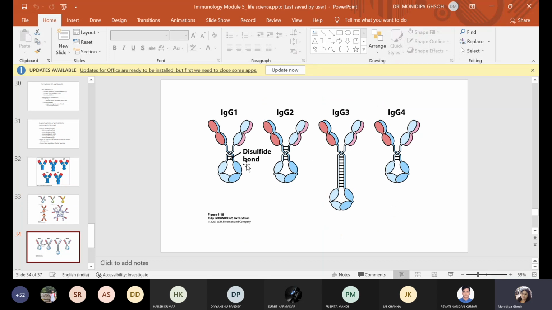There are sub varieties of immunoglobulin G: IgG1, 2, 3 and 4. You just see the two heavy chains, they are interlinked with disulfide bonds. You see.